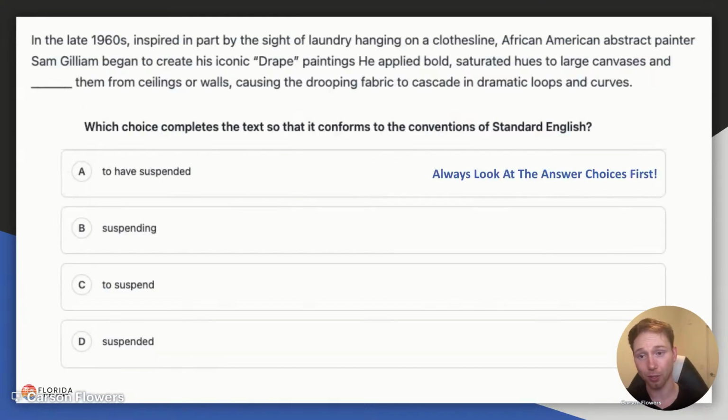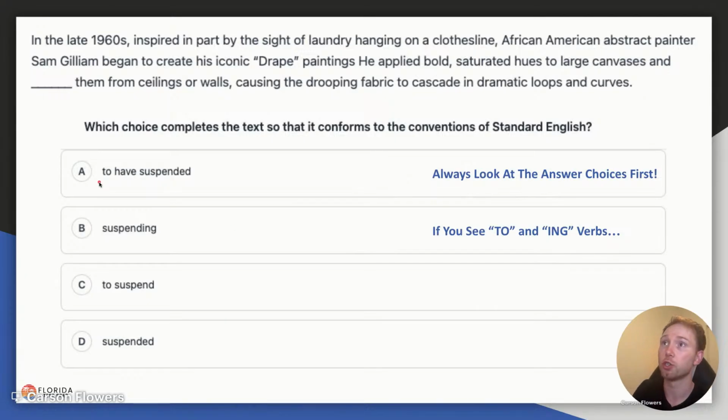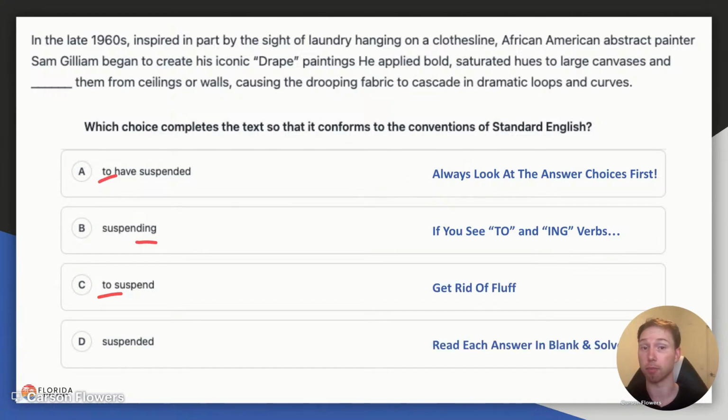Let's practice. You always want to look at the answer choices. If you see to and ing verbs, so in this case, to have suspended, suspending, to suspend, it's telling me it's a to and ing. I see both. You want to get rid of the fluff and then read each answer choice in the blank and solve it. Let's go.